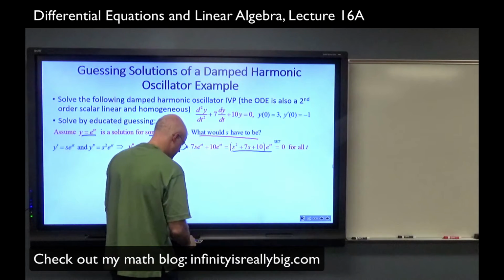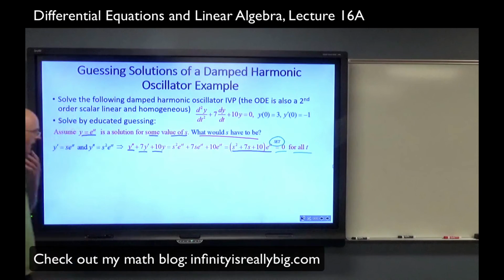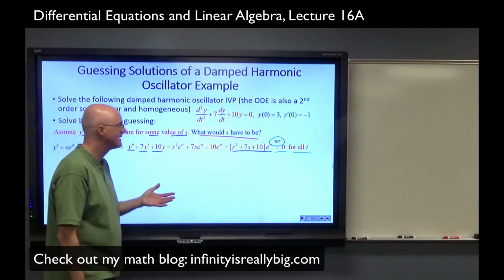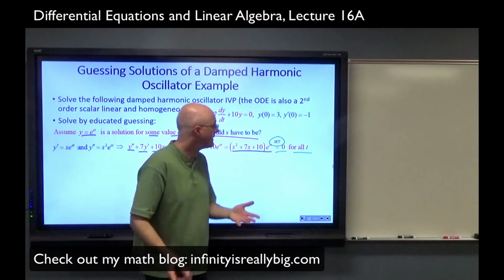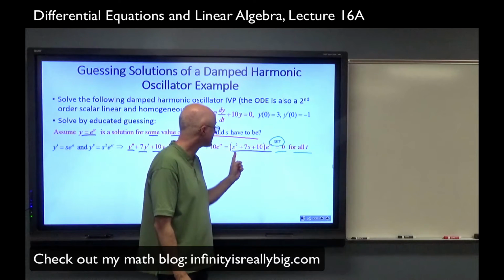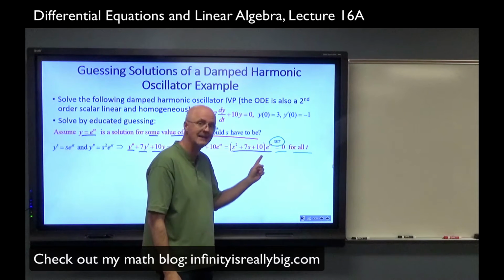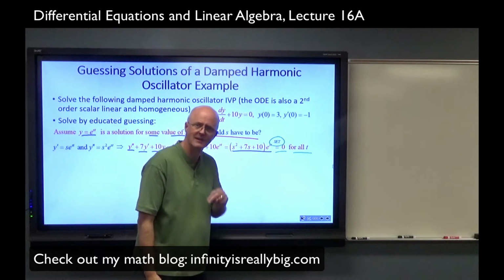And I'm setting this equal to 0 for all t, and I'm wondering, are there any values of s that will make that equal to 0 for all t? Well, e to the st can never be 0. So the only way that's going to happen is if this thing in front, this quadratic in s, s squared plus 7s plus 10, equals 0.